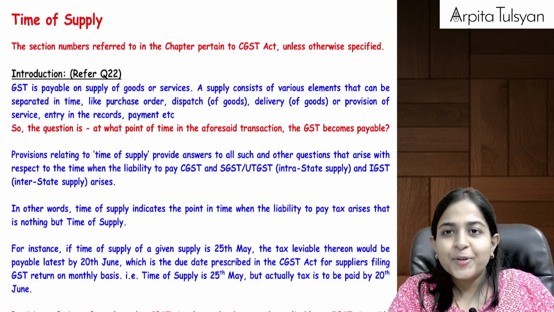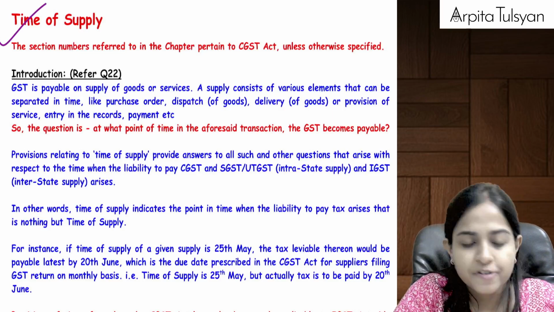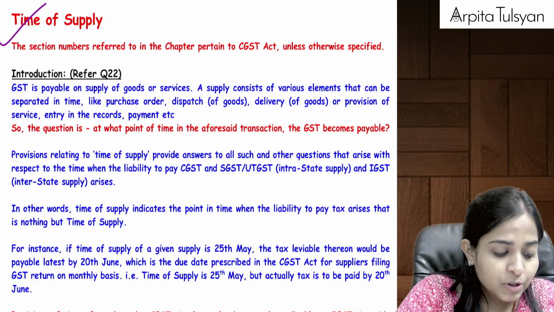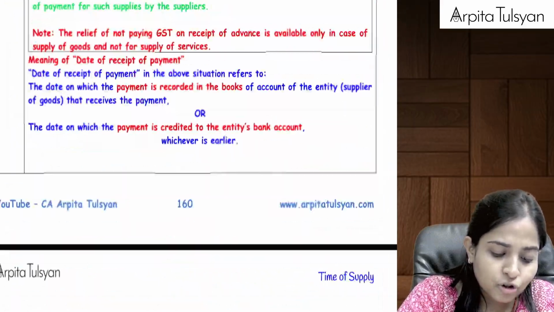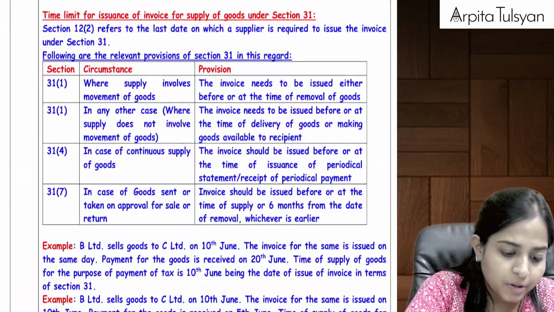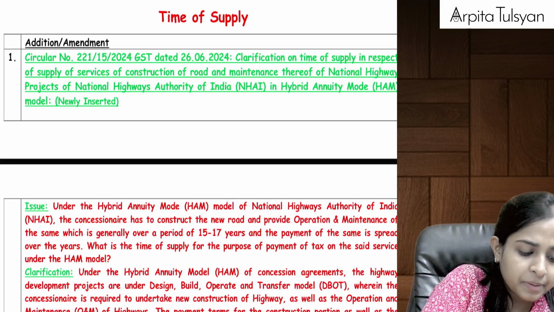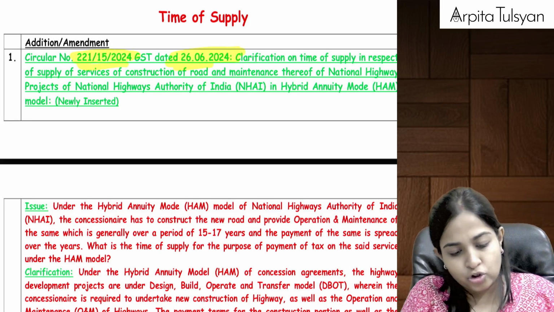Okay, so let's go to the next circular, next clarification, which belongs to the time of supply chapter, which has been newly added. In time of supply, this circular which they have added pertains to services. I will just show it to you. This is the circular number 221/15/2024 dated 26th June 2024.